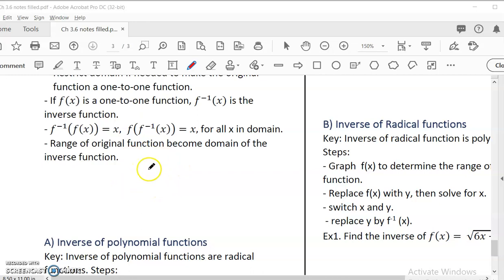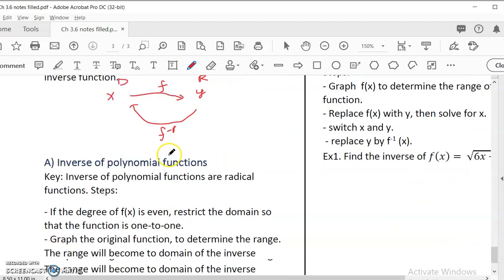In a nutshell, if I have x and I put it into f, the function, I have y, but y would be the input for the inverse function. And then if you input a particular y, you can go back to the original x. If this is the range for the original function, the inverse function will take this as its domain and put it back to the original domain as the range.